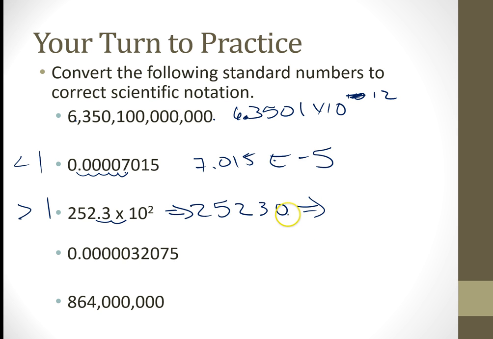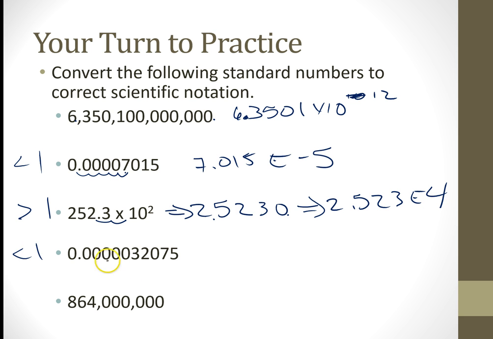And so when I move that decimal all the way over between the 2 and the 5 at the beginning, because remember there can only be one number to the left of the decimal, you get 2.523 e to the 4th, because I had to move it 4 times.